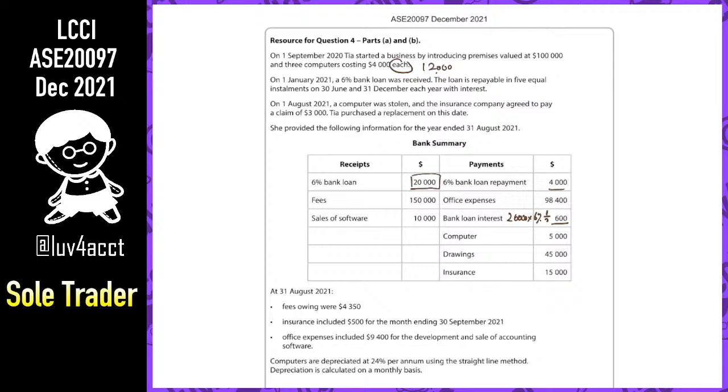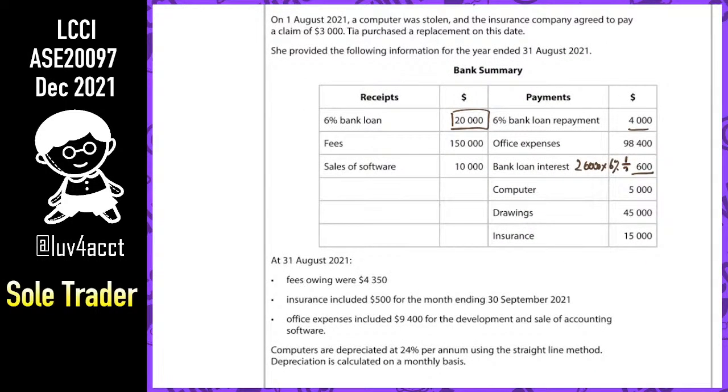Computer, the replacement costs you 5,000, and then drawings, and then insurance. Okay, also you have fees owing. Okay, this is your income in arrears. Okay, and we put it here first. Okay, just like what I told you. Okay, if I see something that need adjustment, usually I put it in another area, so that when we work on the statements, it will be easier and faster.